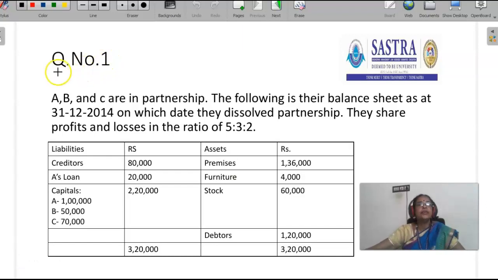This is a comprehensive problem. Question number 1. A, B and C are in partnership. The following is their balance sheet as at 31st December 2014, on which date they dissolve the partnership. They share profits and losses in the ratio of 5:3:2.